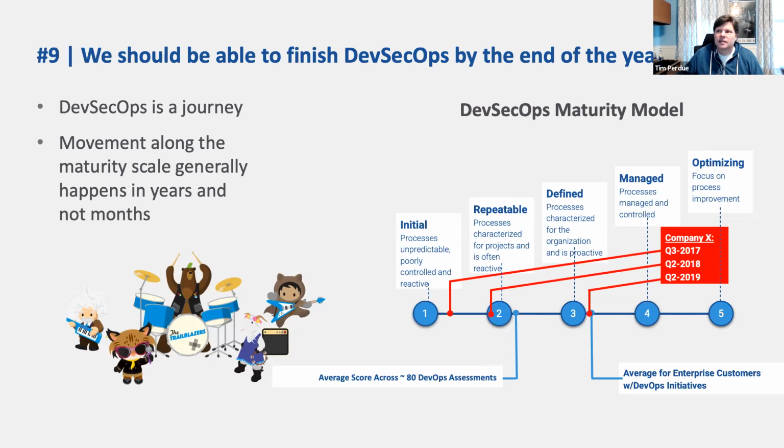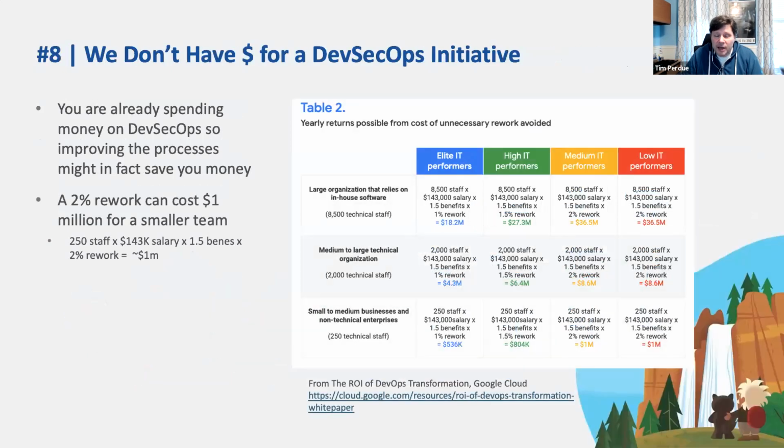Okay, number 8. Well, we don't have any money for DevSecOps, and I'll challenge that because you are spending money whether you want to think of it that way or not. If you look at this chart, it came from a piece called ROI of DevSec Transformation. It's part of the Google Cloud material, and I'll share this presentation with you so you can click on this.